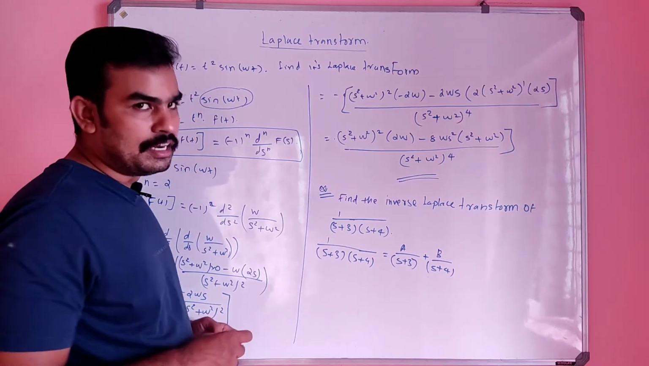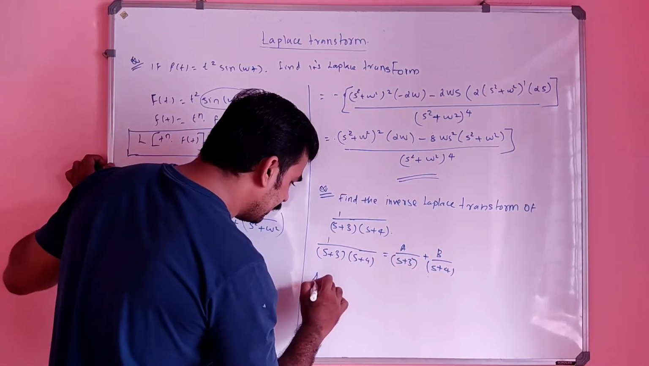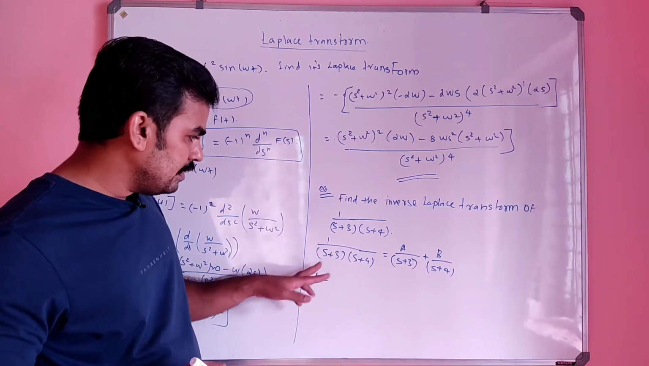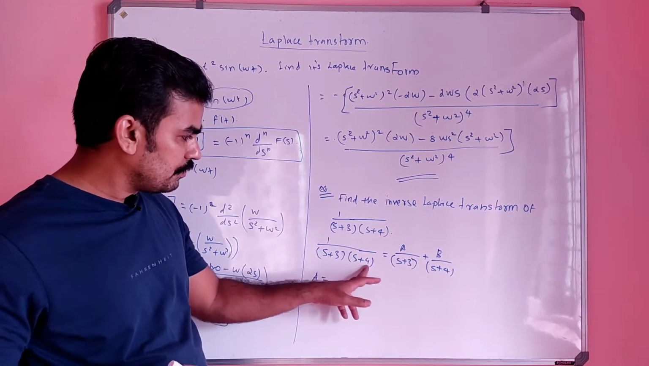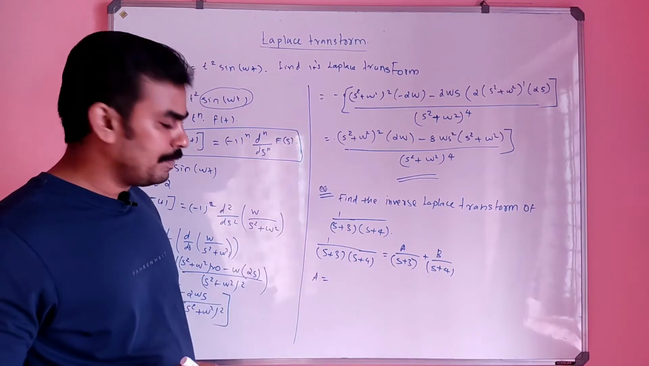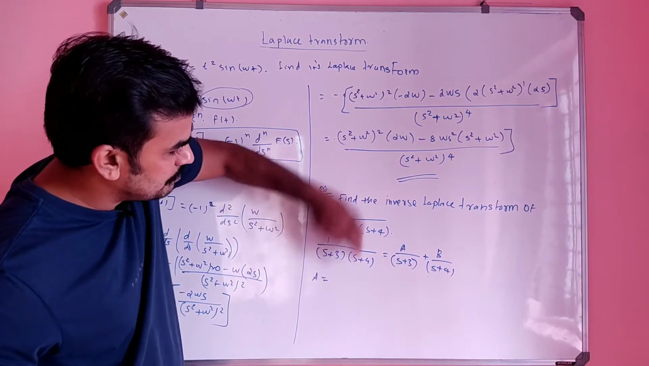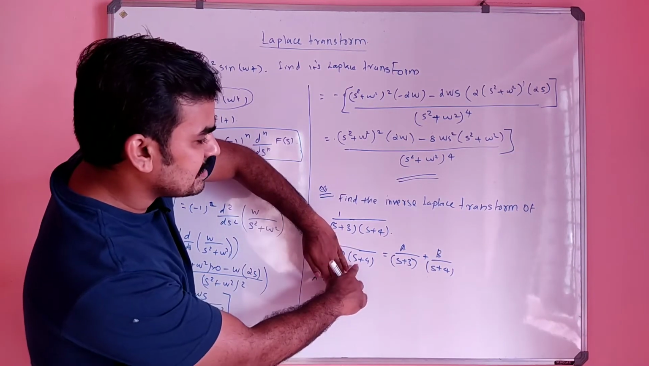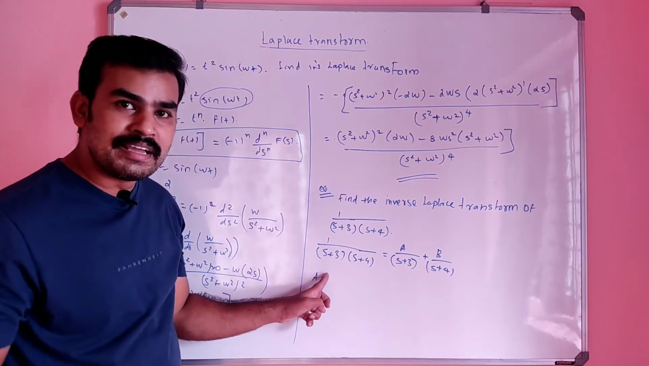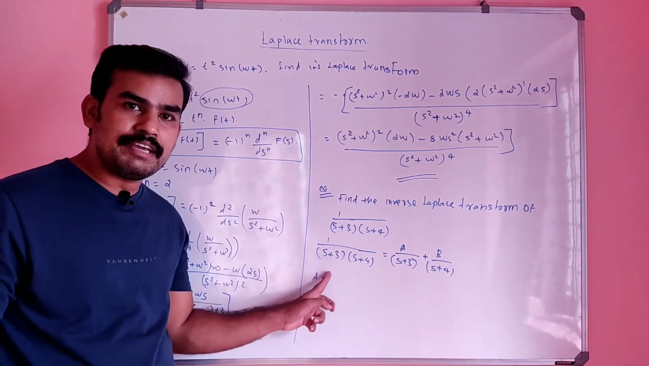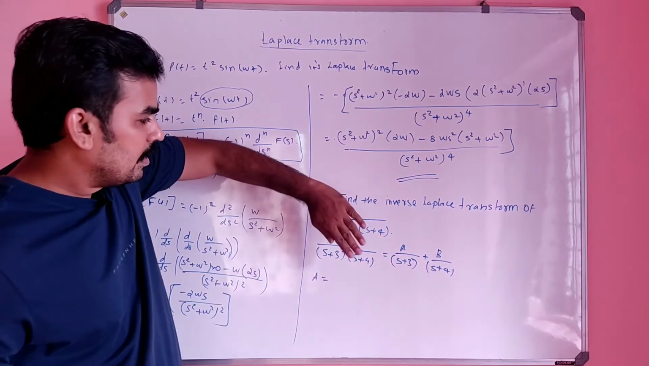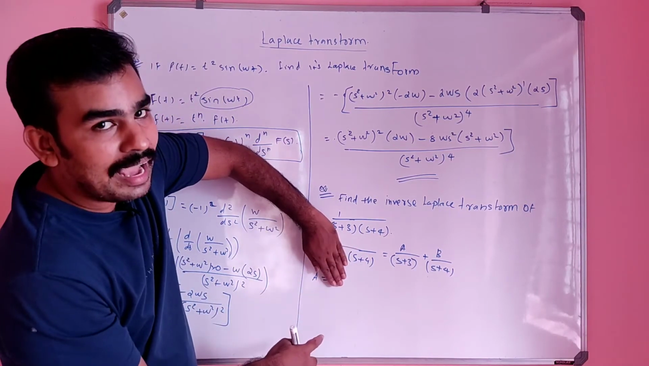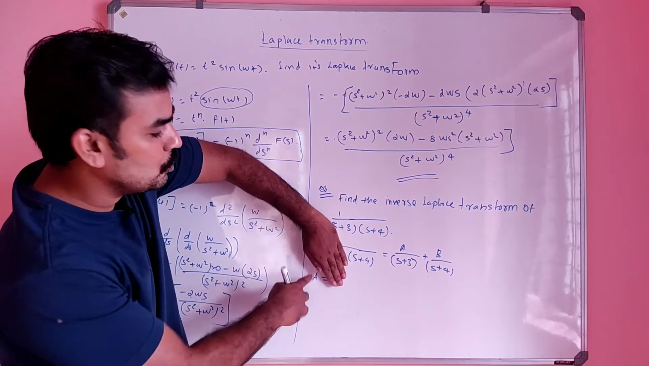There is a trick for finding a and b. For finding the value of a, in the original expression, a corresponds to this term and b corresponds to this one. So for finding a, cover the term containing a and substitute s is equal to minus 3. Where did that minus 3 come from? Because s plus 3 equal to 0 gives s is equal to minus 3. So cover the a-containing term and put s is equal to minus 3 in the remaining term. Then you will get the value of a.